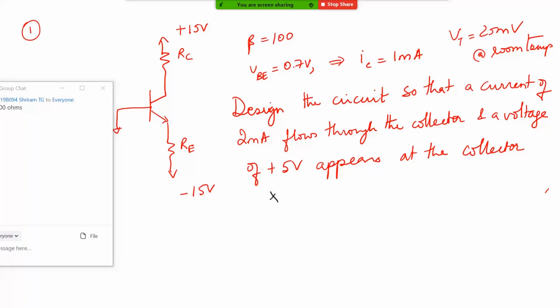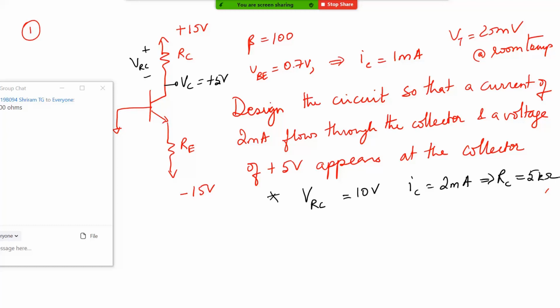So finding RC is pretty straightforward. All we are saying is this is our VC. This we want to be plus 5 volt, right? Which means the drop across RC, let me call it VRC, is going to be 10 volt. The collector current is 2 milliampere. So from here you can easily calculate the value of RC to be 5 kilo ohm. All right. This is very straightforward.